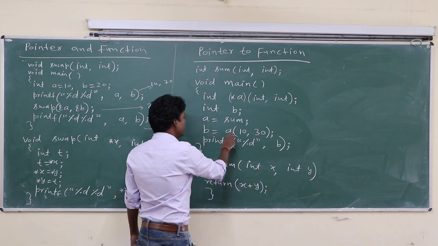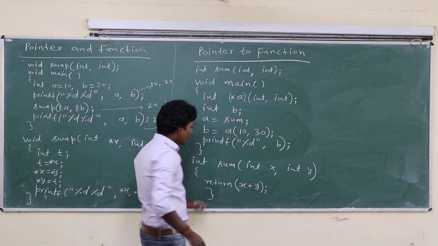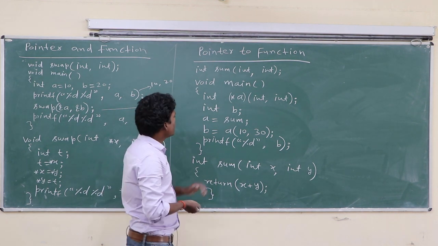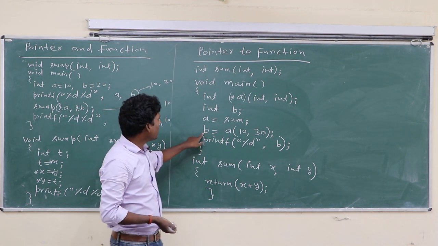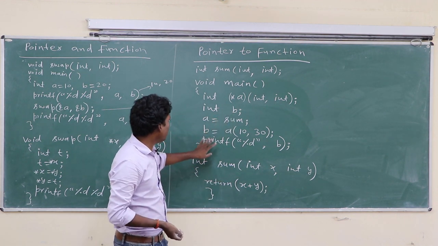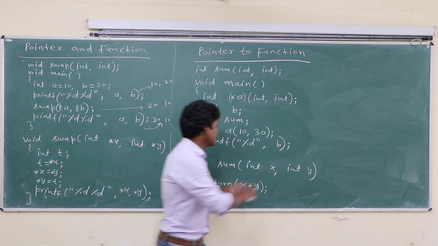This 40 is returned here, and when any function returns something, b collects it in another variable. So b collects it in the variable b declared here. So the result is collected in b, print b. So the result here is 40.